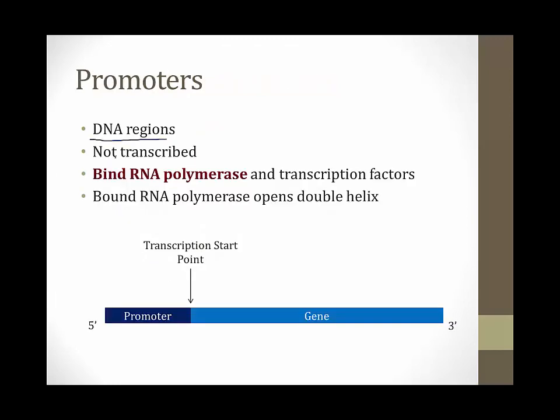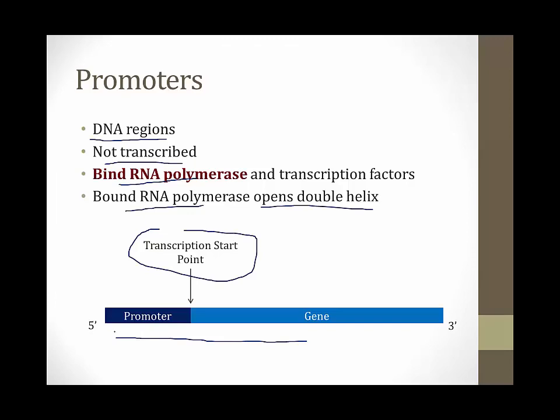Promoters are DNA regions that are not transcribed, but they can bind to RNA polymerase as well as transcription factors, and therefore they promote the process of transcription. And once RNA polymerase has bound to a promoter region, it can open the double helix and begin the process of synthesizing RNA. And promoters are generally located just before a gene that's going to be transcribed, as I've shown at the bottom of the screen. If this is the transcription start point, the promoter will be just before that. Following the start point will be the gene that needs to be expressed.